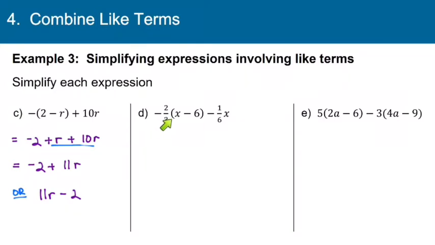Negative 2/3 times (x minus 6) minus 1/6 x. So our first order of business should be to eliminate these parentheses by distributing this negative 2/3. So that's going to give us negative 2/3 times x, and then we have negative 2/3 times minus 6, or we'll treat this as negative 6. Now you know negative times negative is going to make a positive, so we're going to put a plus here. And now 2/3 times 6, I'm not going to do in my head, but I'm going to write it down.